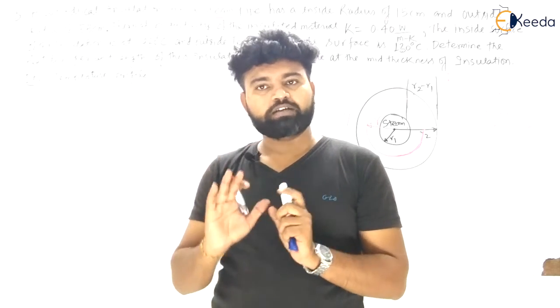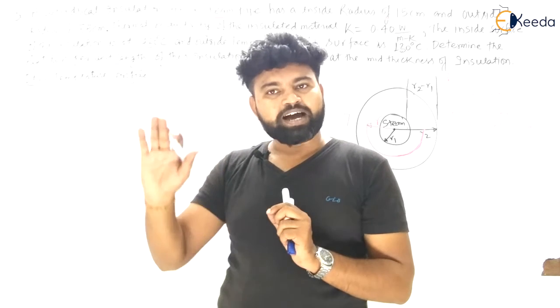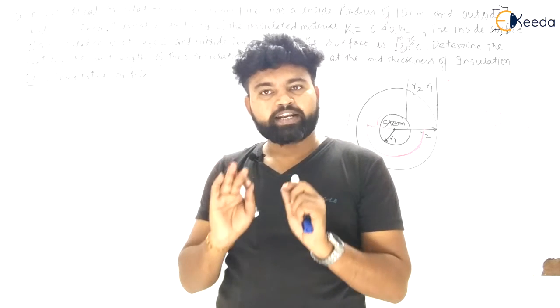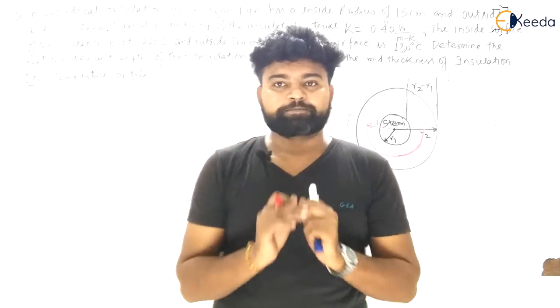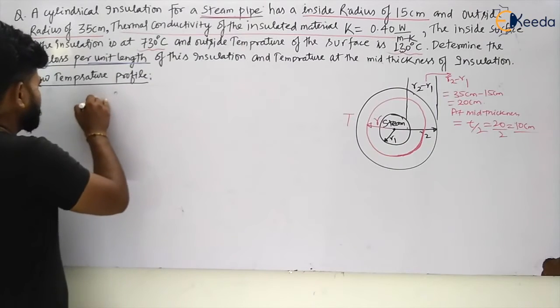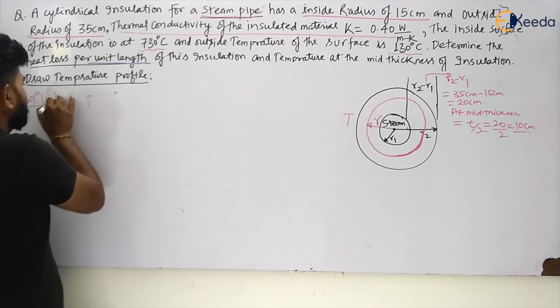That is equal to (T minus T1) upon (T2 minus T1) is equal to ln(R/R1) divided by ln(R2/R1). I think you remember the equation, my dear students. Let us see. Now we know the temperature distribution. That is our second question for 2 marks.